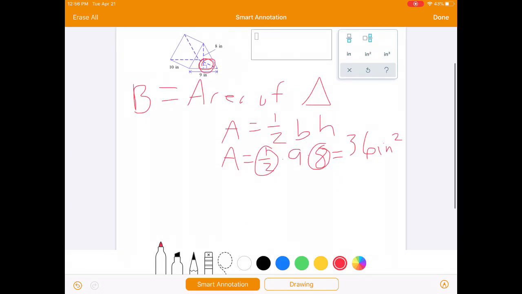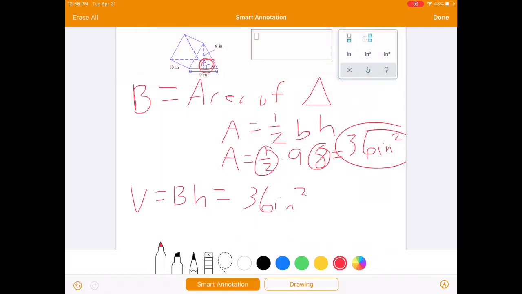So now that we have the area of the base, volume is area of the base times the height. So we can now substitute that 36. And I'm going to go ahead and leave that 36 inches squared in for the base. And then remember, the height is the distance between the bases. Some people are inclined to use this 8 for the height, but that's not the height of the prism. That was the height of just the triangle. So the height of the prism is 10 inches.